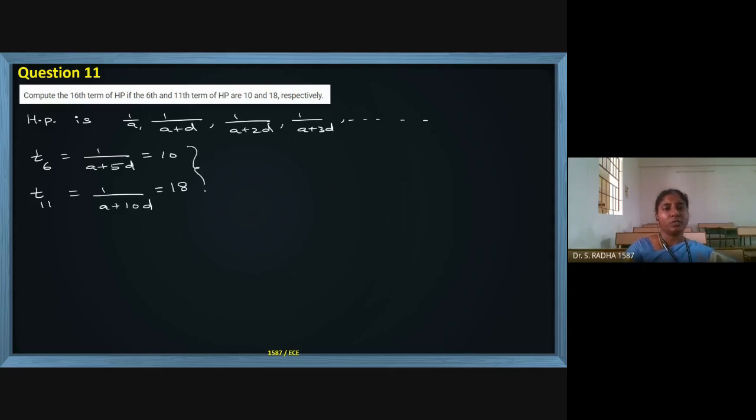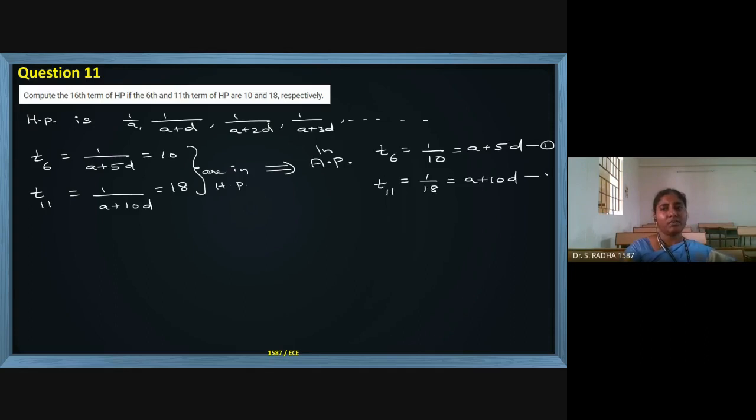So these two are in harmonic progression. Now, what about the arithmetic progression? In the arithmetic progression, the 6th term will be the inverse, 1 by 10, which is the value of a plus 5d. The 11th term in the arithmetic progression is 1 by 18, which is the value of a plus 10d. I will take the first as equation 1 and the second as equation 2. Subtract 2 minus 1.